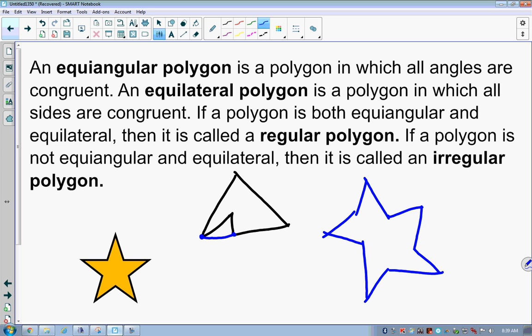Okay, so we have a different term. Anytime a diagonal, or drawing from one point to another point on a polygon, anytime that line shows up outside of it, it is concave. Okay, so you need to know the difference between convex and concave. My star over here, okay, is it convex or concave?